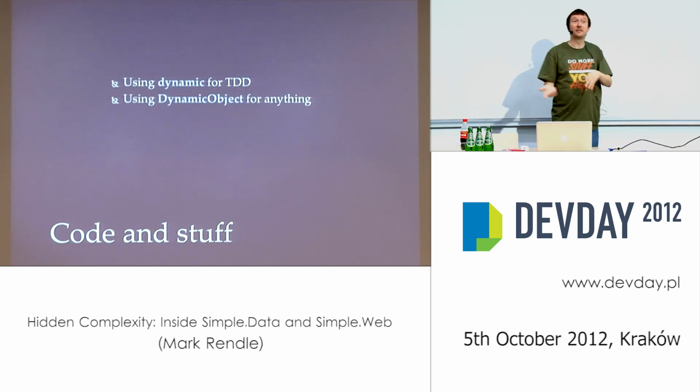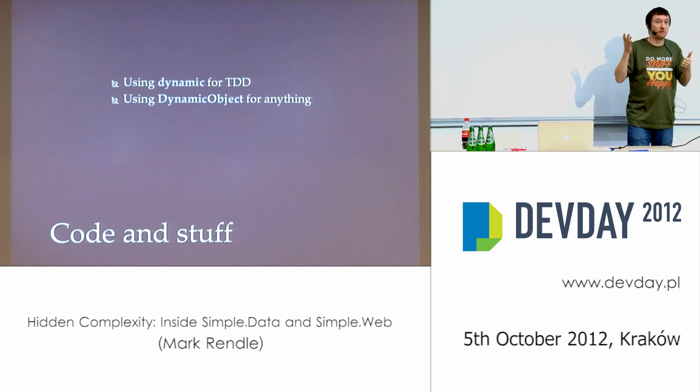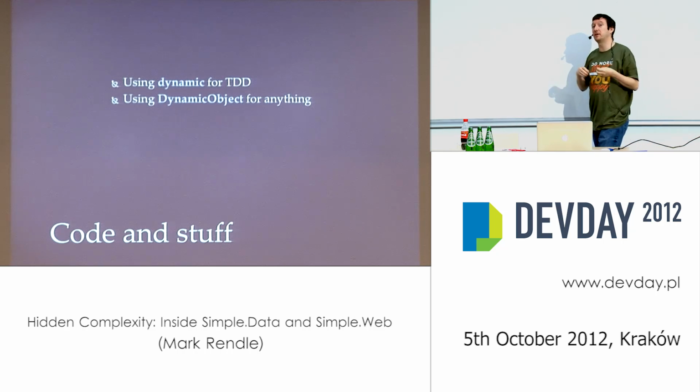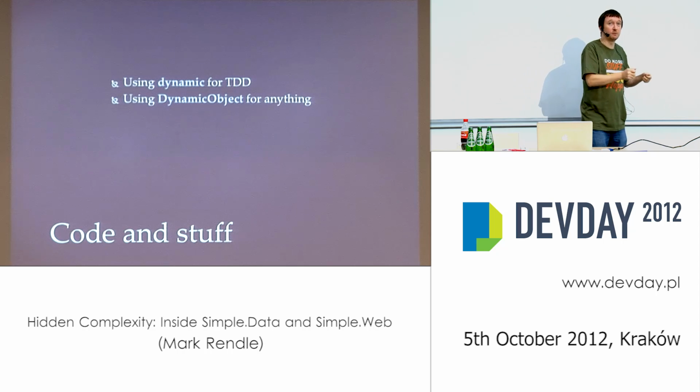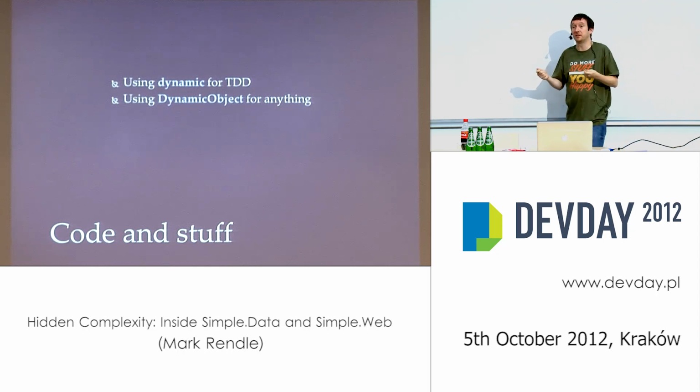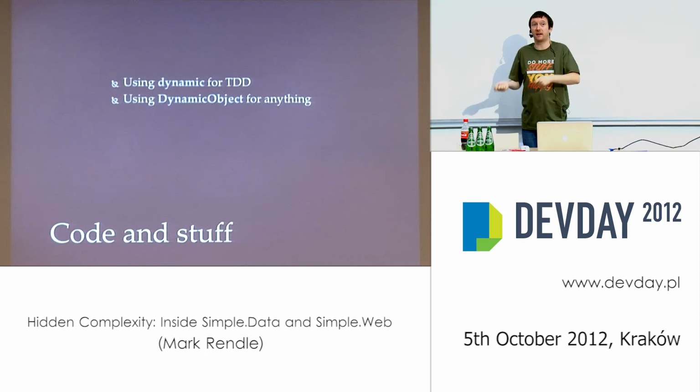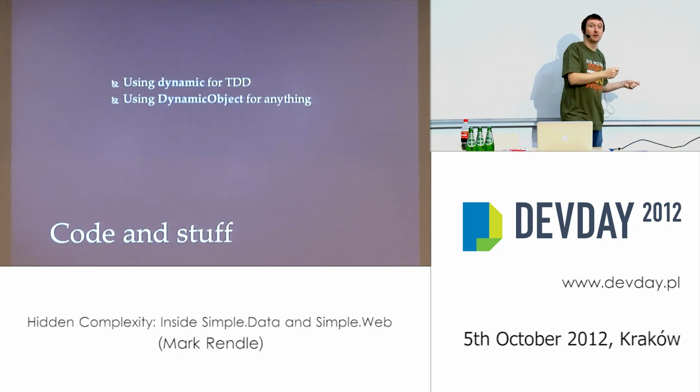So yes, and dynamic objects, you can override try invoke member. You can actually override try invoke. So you can just create a class that derives from dynamic object, and then when someone tries to call it as a function, it can do something, which is quite cool.